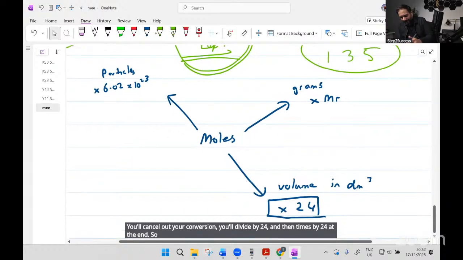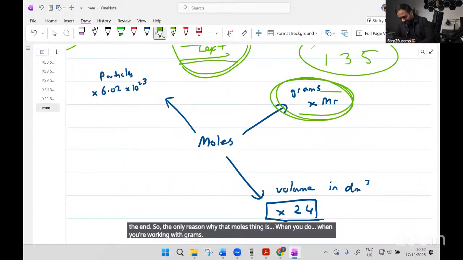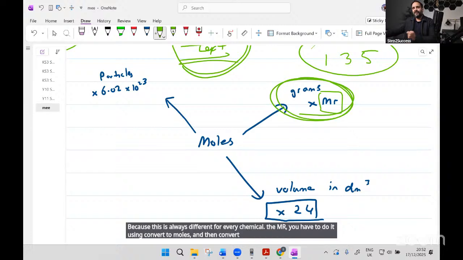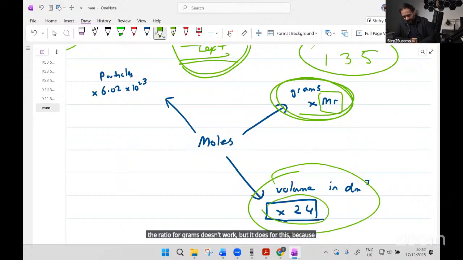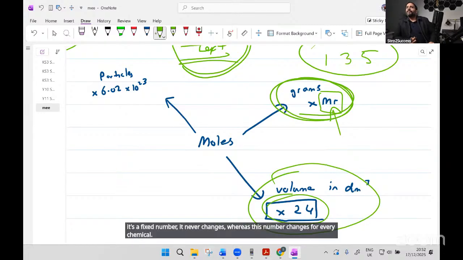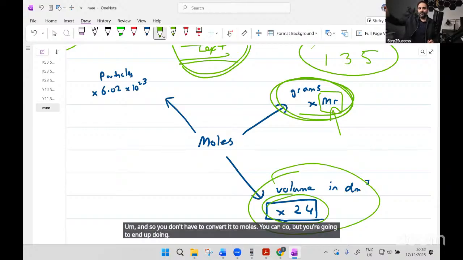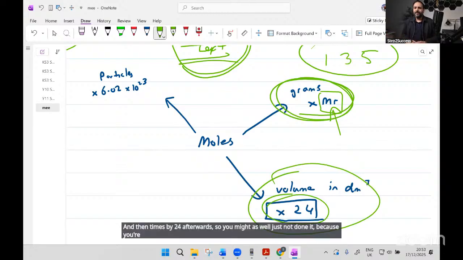The only reason for the moles step is when you're working with grams, because the MR is always different for every chemical. You have to convert to moles and then convert back using the MR. The ratio doesn't work for grams, but it does for this, because here we're just timesing everything by 24. It's a fixed number. It never changes, whereas the MR changes for every chemical. So you don't have to convert it to moles. You can, but you're going to end up dividing by 24 to convert it to moles and then times by 24 afterwards. So you might as well not do it, because you're just cancelling it out.